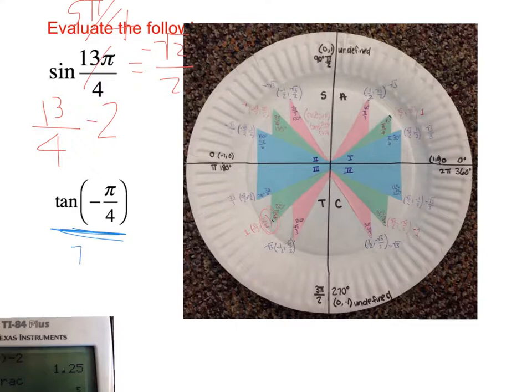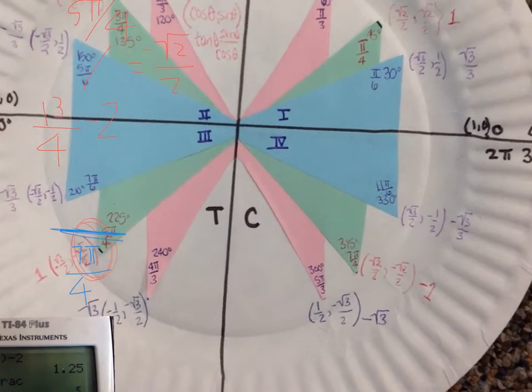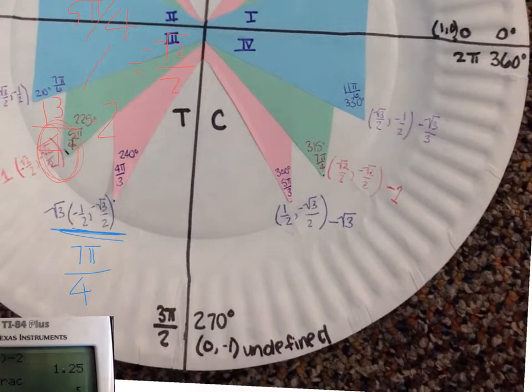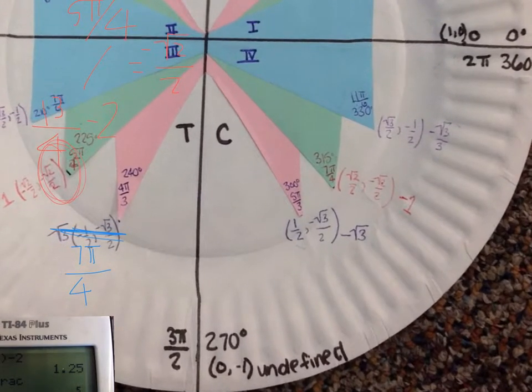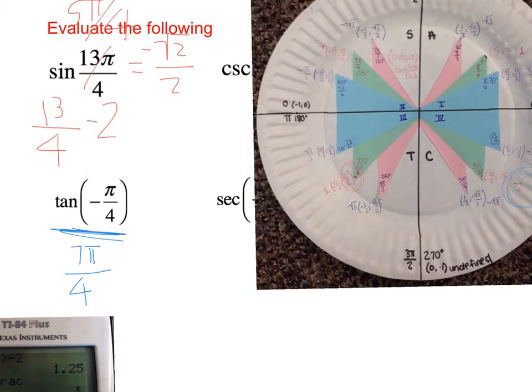So this is going to be the same thing as finding the tangent of 7 pi fourths, which is on my plate. 7 pi fourths is in the fourth quadrant. So go to 7 pi fourths, and I look for, I forget what we're looking for, tangent. So I go to the outside value here, which is negative 1. So the tangent of negative pi fourths equals negative 1.